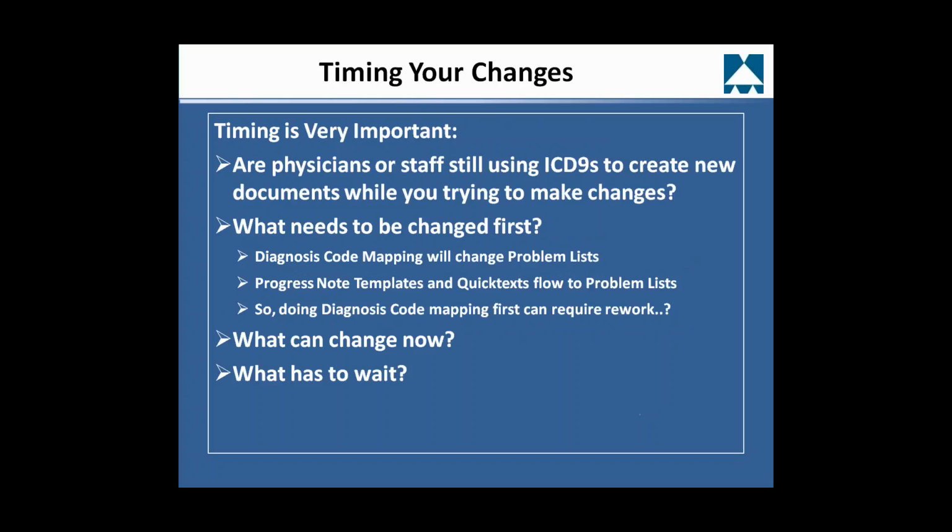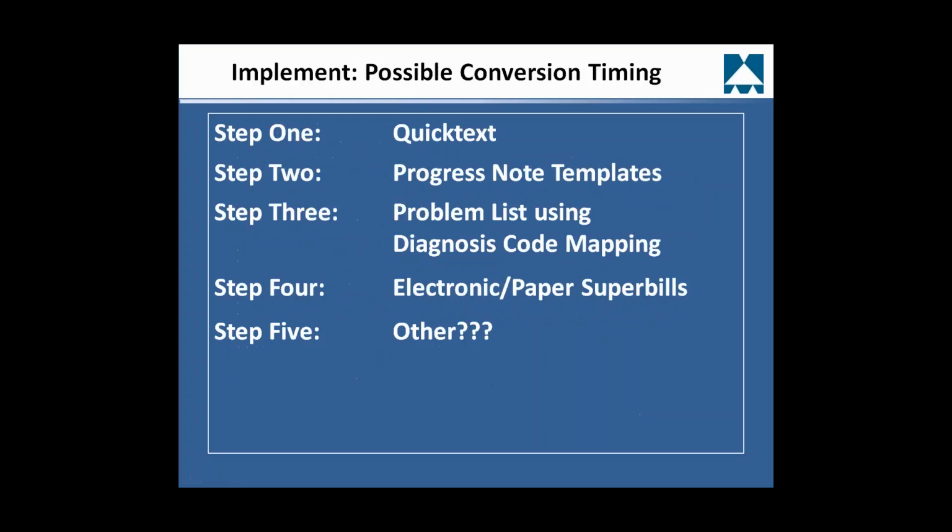Timing, again, is very important. You need to look at who's still using things with ICD-9s. You've got doctors, maybe a large practice. We've got a really large practice that has templates all over the place with ICD-9 codes. If you do your diagnosis code mapping to change all your codes in the problem list, and then you've got physicians still using quick text and progress notes with ICD-9s, you're going to have to go back and remap, right? Because you map it, and then you've got 20 new notes this week that have ICD-9. So you need to plan it and decide, what are you going to do first? What can change now? What has to wait? That's part of your planning process. Every site may be just a little bit different.